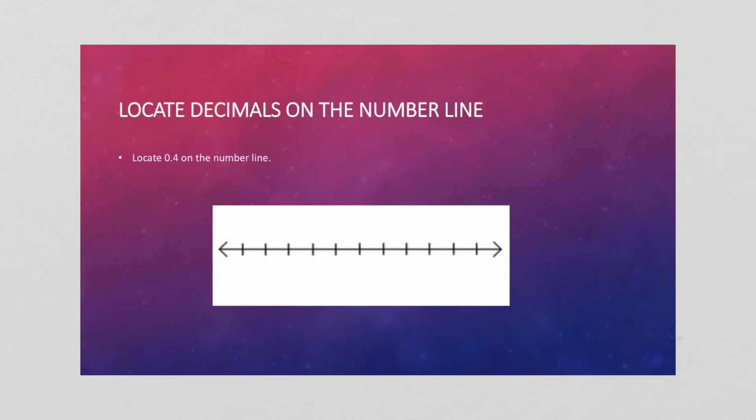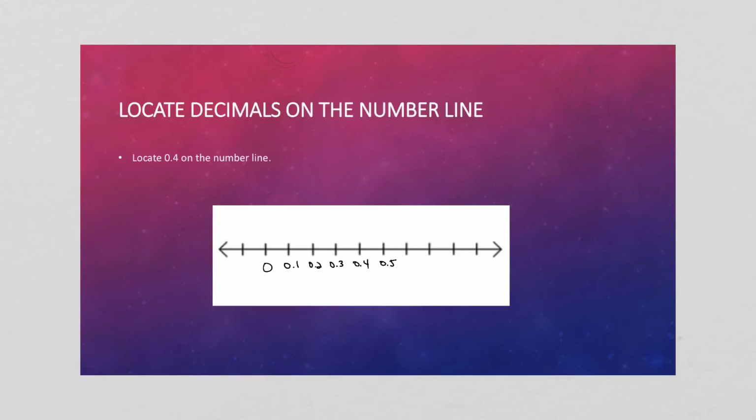Okay, so we're just going to locate 0.4 on the number line. Now I'm going to show you a different way to label your number line. And you can just count by point ones if you want. So if I put 0 over here, this would be 0.1, 0.2, 0.3, 0.4, 0.5. So it really depends on how you label your number line.